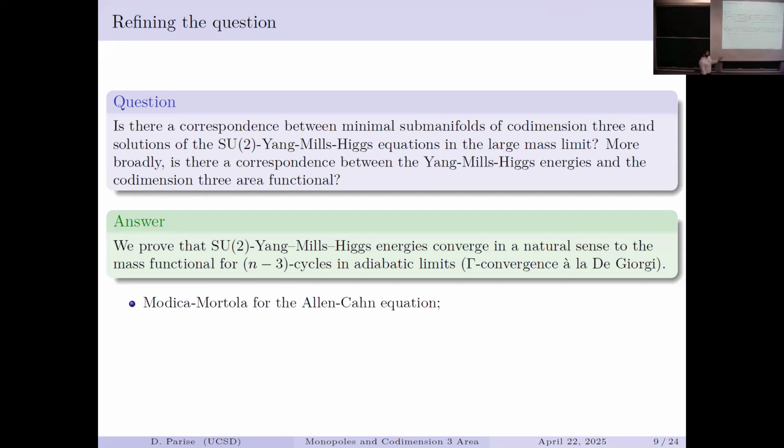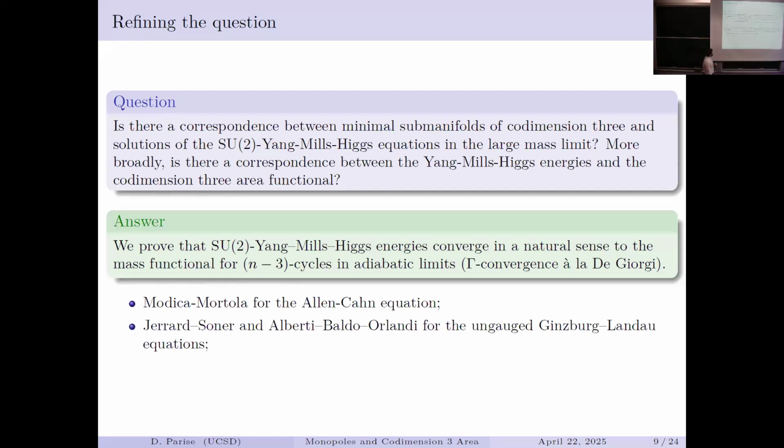If you're familiar with the side of the story that belongs to minimal surfaces, this is very similar to what Modica and Mortola did for the Allen-Cahn equation. For codimension 1 minimal submanifolds, it is also similar to what Gérard and Sonner and Alberti, Baldo, Orlandi did for the Ginzburg-Landau functional, and to what we did together with Pigati and Stern for the U1 Yang-Mills-Higgs energies. So we prove, and I'll give you the definition later on, that these functionals converge in a precise sense to the area functional, of which minimal submanifolds are critical points.